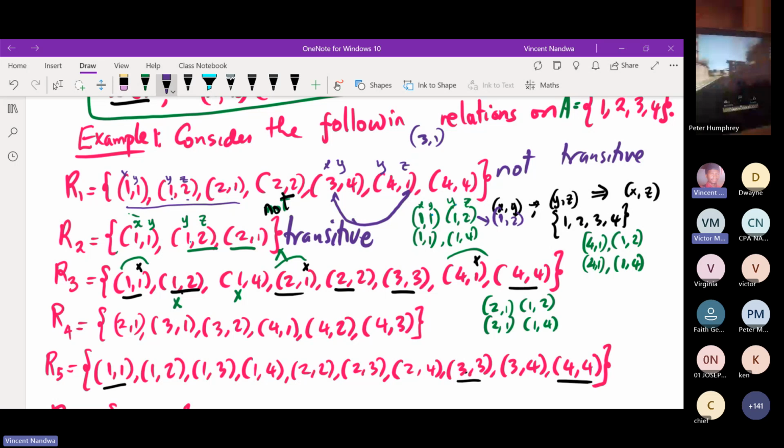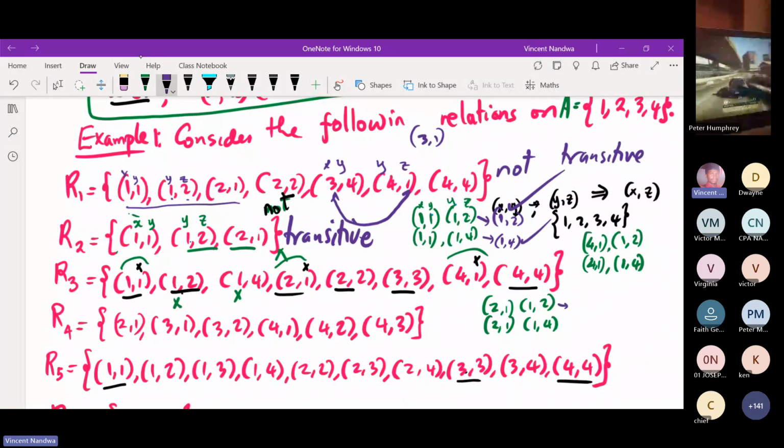Can you see an element 1, 2 in R3? Yes, it is there. So there's no problem for that. Then 1, 1 and 1, 4. What am I expected also to have in R3? 1, 4. Is 1, 4 there? Yes, so it's there. There's no problem. And then 2, 1 and 1, 2.